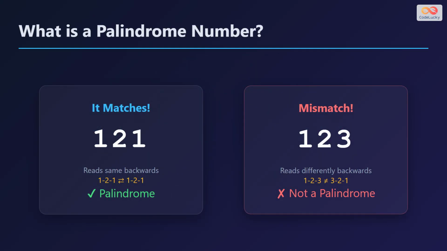So, what exactly is a palindrome number? Simply put, it is a number that reads the same forwards and backwards. For example, 121 is a palindrome because if you reverse the digits, you still get 121. However, 123 is not, because reversing it gives you 321.